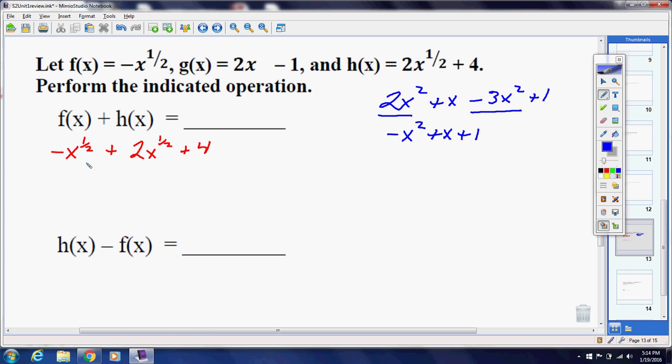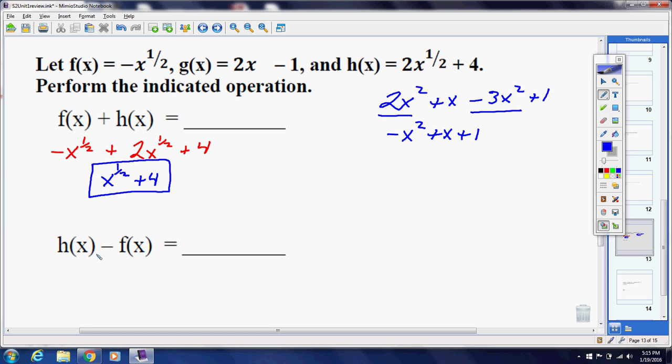Same thing here. Look for the same exponents and combine like terms. So I have a negative 1x to the 1/2 here, and then 2x to the 1/2 here. Negative 1 plus 2 makes 1x to the 1/2, and then plus 4. Right, so there's my answer right there.